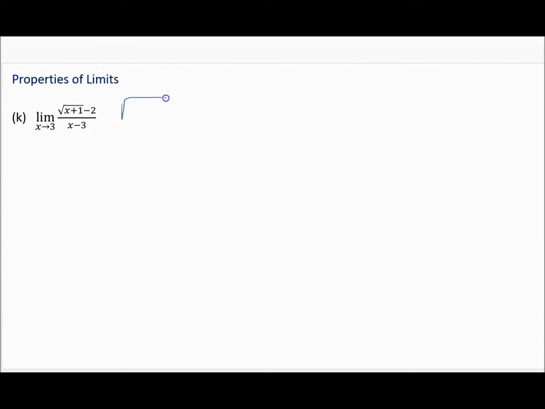So I've got the square root of 3 plus 1 minus 2 divided by 3 minus 3. And you already see in the denominator we have a problem, okay? But we don't know what kind of problem we have until we simplify the numerator as well. So that'd be the square root of 4, which is 2 minus 2. So once again, I have a 0 over 0 situation, which is screaming to simplify. But the thing is, how do you simplify something like this? It's not like you can factor and cancel.